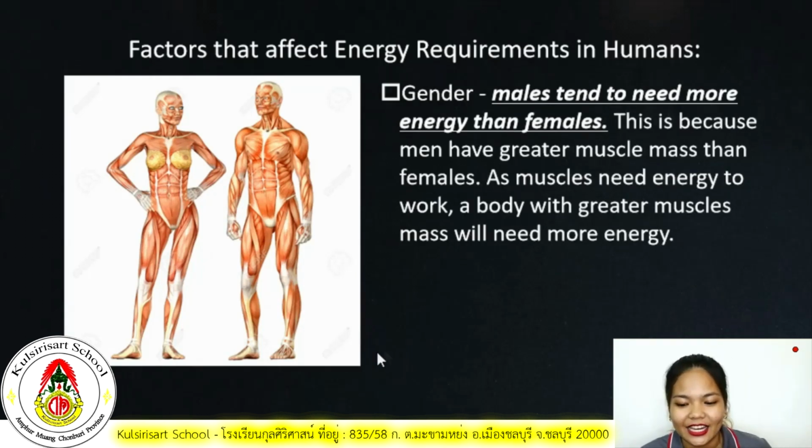As you can see here, a picture of a woman and a man. If you compare the body build of the woman with the man, you can clearly see that the man has more muscle mass compared to a woman, okay? So this is what explains this. That's why men should eat more foods that are rich in carbohydrates, because they have more muscles, and the more muscles you have, the more energy you need in order for your body to work, okay?